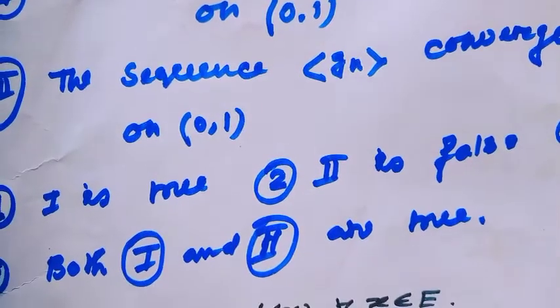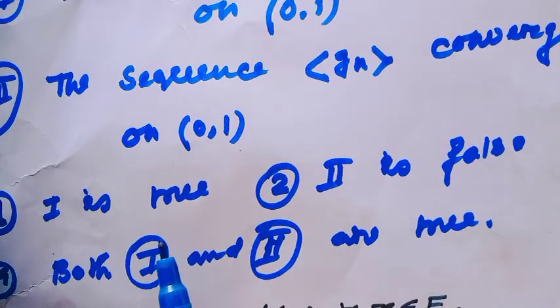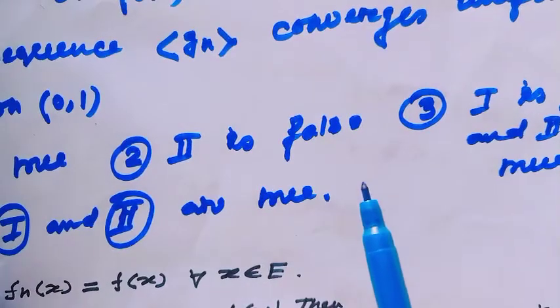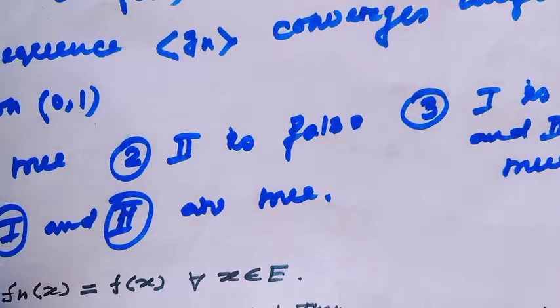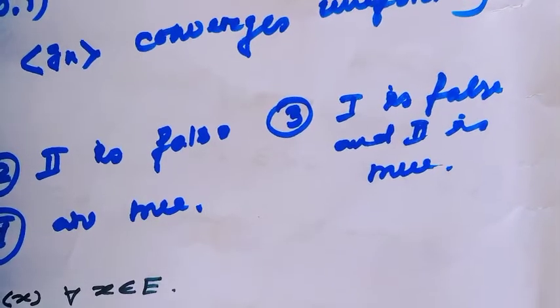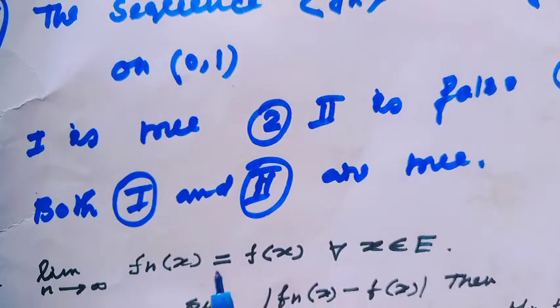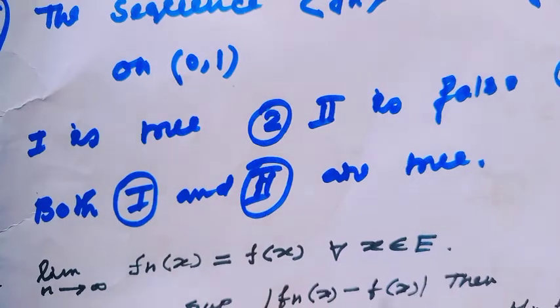The options look like this: option 1, the first is true and the second is false; option 3, the first is false and the second is true; and option 4, both the first and second are true.